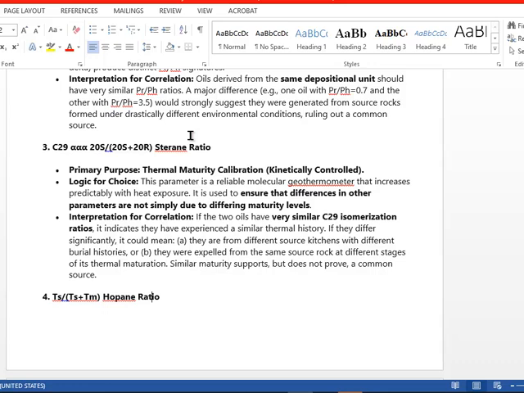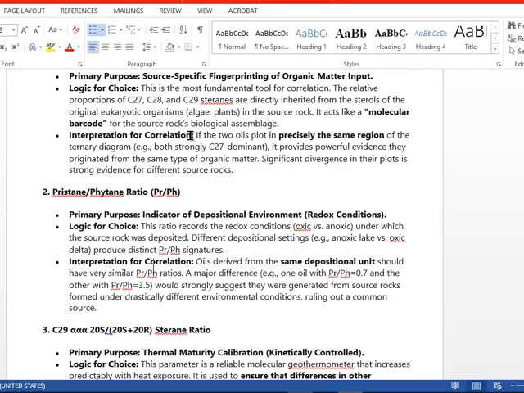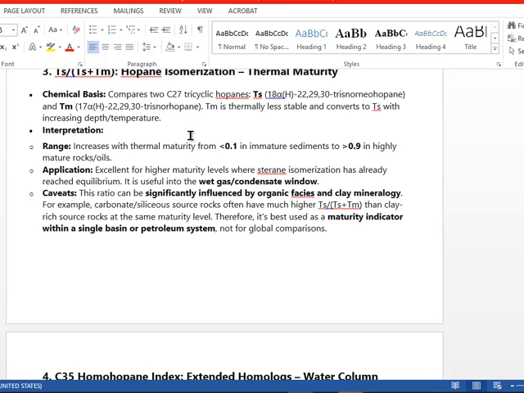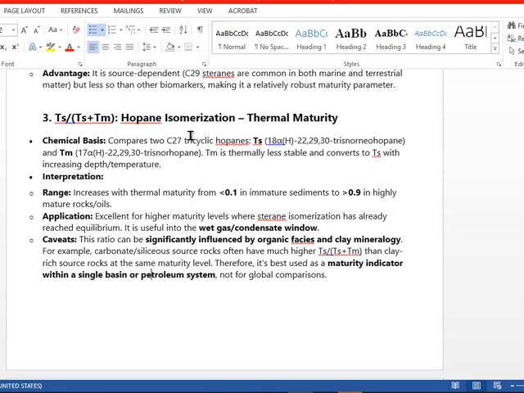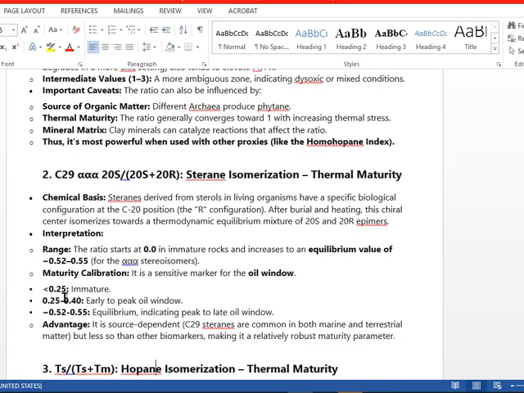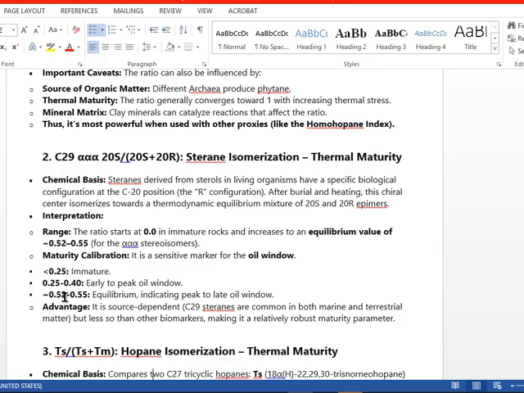For this ratio, we expect that whatever value you are getting should be about the same range. Now look here, we now talk about the range for C29. You can see it there. Because that's for maturity and it starts from 0, you move up, and less than 0.25 means that it is immature as a crude oil.